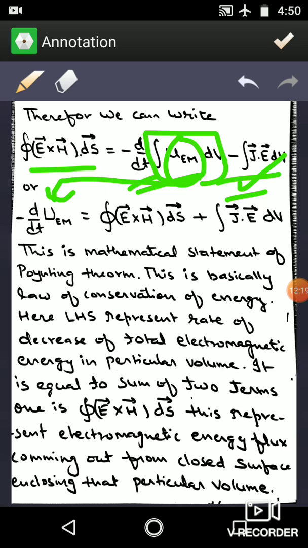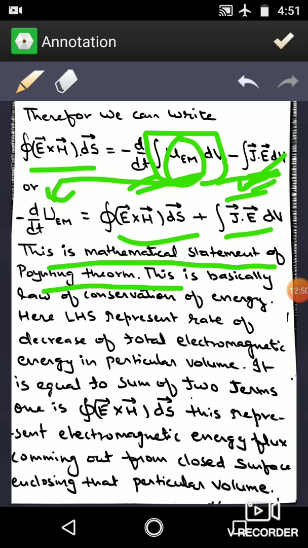Therefore, we have d upon dt, with the negative sign, of U EM, which is equivalent to the surface integration of E cross H, plus this quantity transferred into the left hand side, so it will be a plus sign, equivalent to the volume integration of J dot E. This is the mathematical statement of the Poynting theorem. This is basically the law of conservation of energy, or we can say the law of conservation of electromagnetic energy.